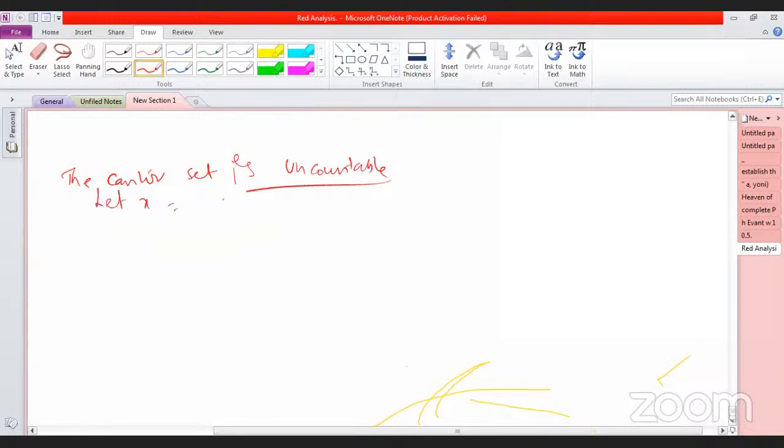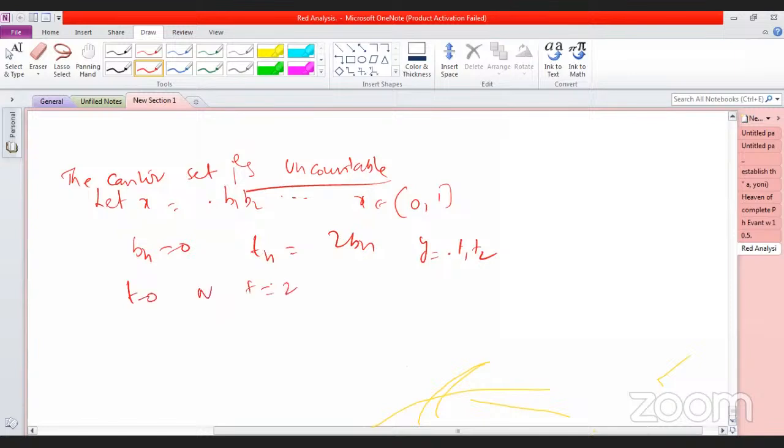Let x is equal to 0.b1 b2 and so on be the binary expansion of x belonging to 0, 1. So bn is equal to 0 or 1. Then define y is equal to 0.t1 t2 and so on in ternary expansion, where tn is equal to 2bn. So in the ternary expansion, tn is equal to 0 or 2.